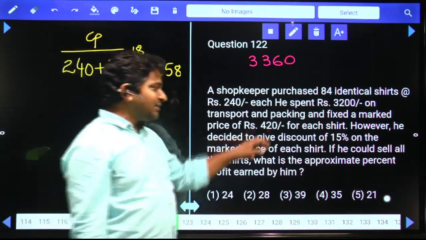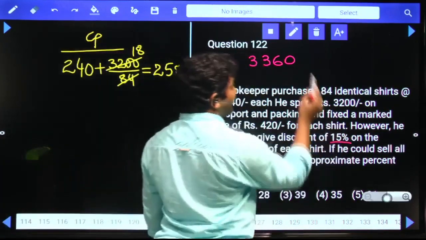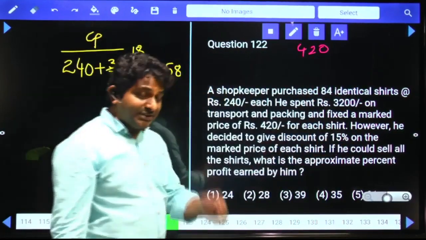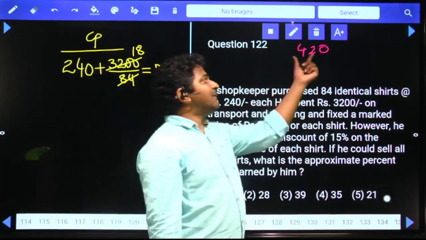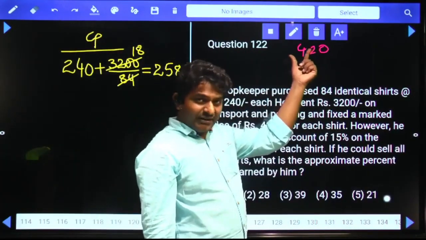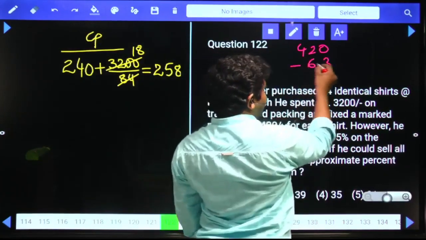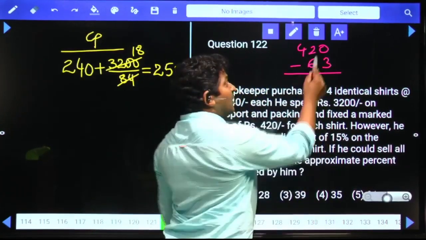But he marked it as 420 rupees, but giving a discount of 15%. Out of 420, he is giving discount 15%, 10% plus 5%. 10% is 42, 5% is 21. 42 plus 21 is 63. If you subtract 63 here, how much does it become?